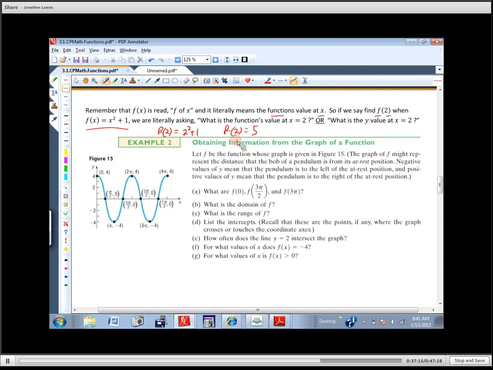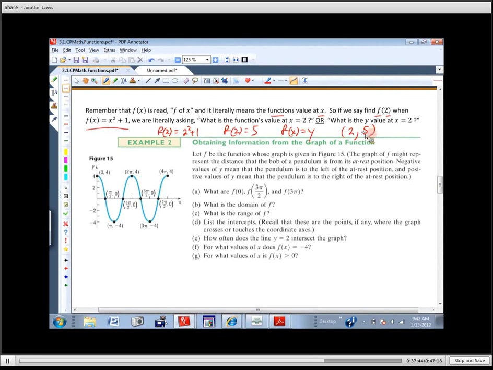So this point right here is the point. What's the x coordinate? 2. Because remember, x is what we plug in. F of x is what comes out. The function value or the y value is what comes out. So you can look at it and say, well, gosh, we plugged in a 2, we got out a 5. So the x is a 2, the y is a 5. Does that make sense?